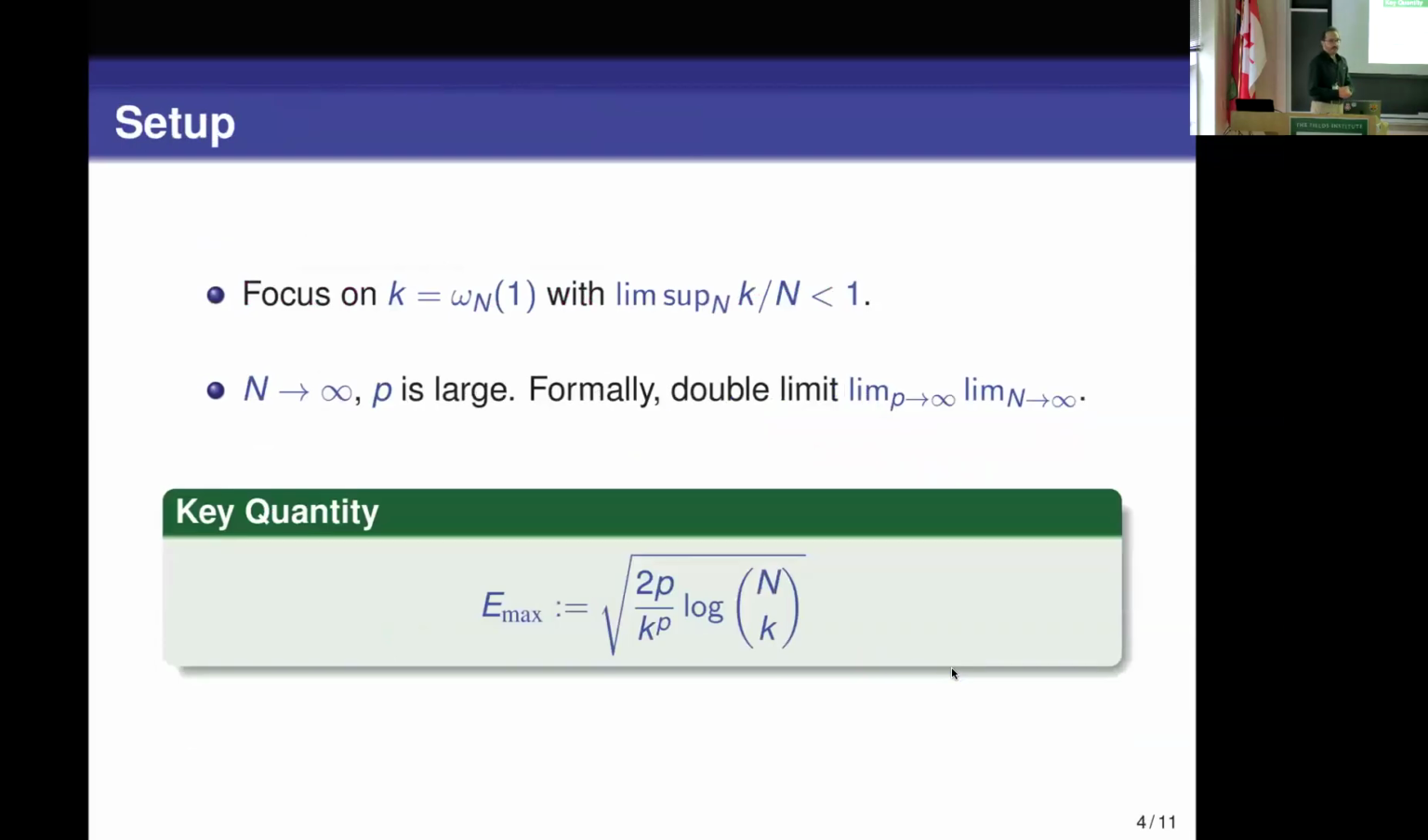So here is going to be the setup. As I said, k will be growing, but I'll just assume that k over n remains bounded away from 1 for some technical reasons. The most important thing, I guess, in this talk is that we'll be focusing on the regime where not only n tends to infinity, but p remains large. So if you're familiar with lines of work such as random k-SAT or sparse random graphs, this is really a double limit where n tending to infinity is followed by p tending to infinity. And this will be the key quantity, which I will denote as Emax. It's a combinatorial quantity, and I will explain in a bit where it comes from.